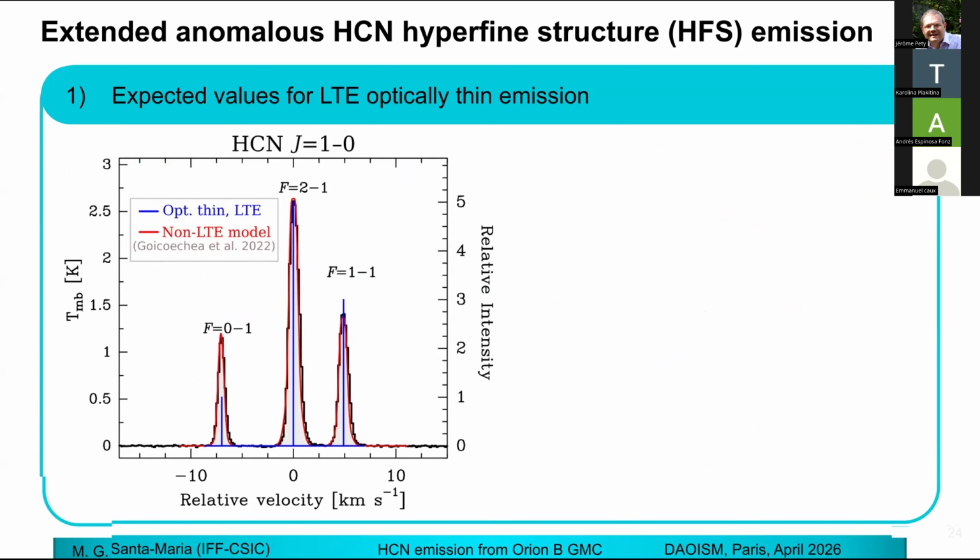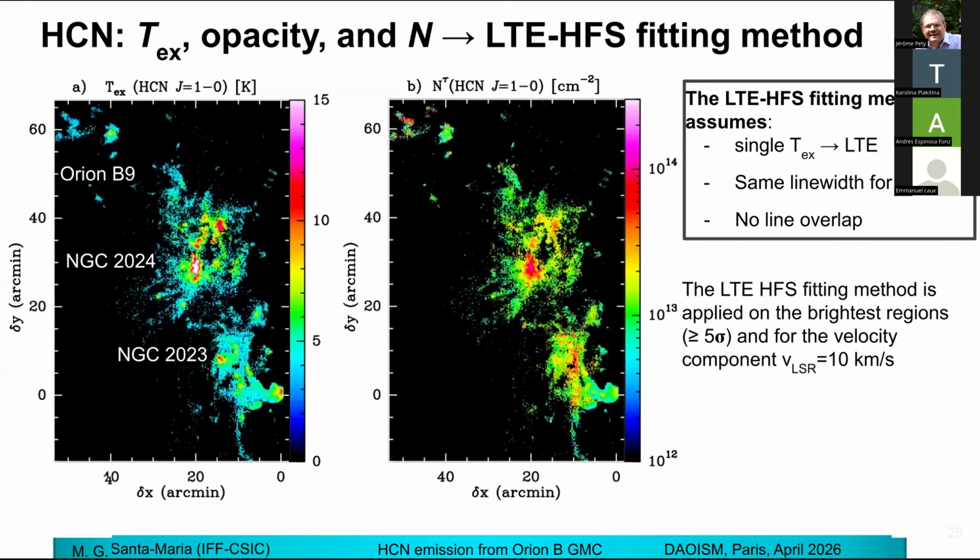Given that HCN-120 has a hyperfine structure and we resolve it, we could take advantage of this and actually fit it and get the excitation temperature and the column densities. If it is optically thin and in LTE, we can assume a single excitation temperature, and the line widths are the same for all the hyperfine structure lines, with no overlap. And we could get this nice map.